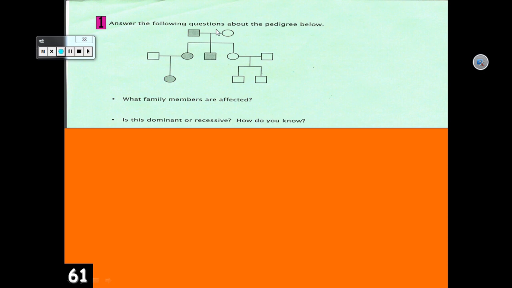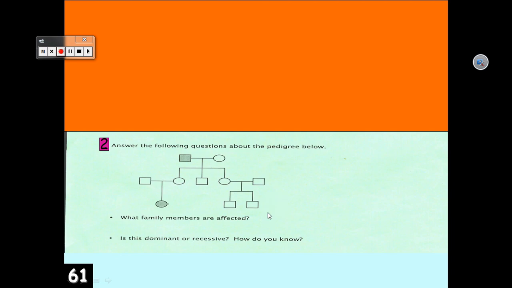All right, let's answer the following questions below about this pedigree. What family members are affected? All right, so that would be the shaded ones, going all the way back to the first thing we talked about today. Is it dominant or recessive, and how do you know? It should be dominant because it is found in every generation.